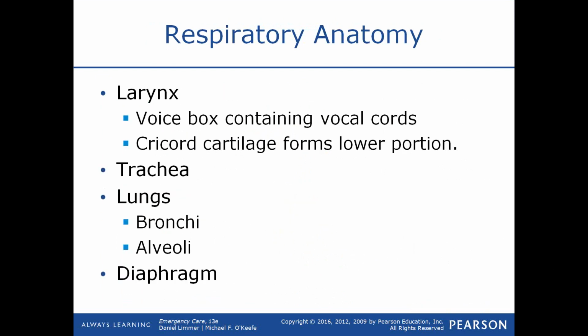The larynx is your voice box, and that's where your vocal cords are. In men, it's more predominantly seen because a male may have a very predominant Adam's apple, and that's where the larynx is. The cricoid cartilage forms the lower portion of the larynx, and that's important more as an ALS person because we can do a needle cricothyrotomy in somebody who has a complete airway obstruction.